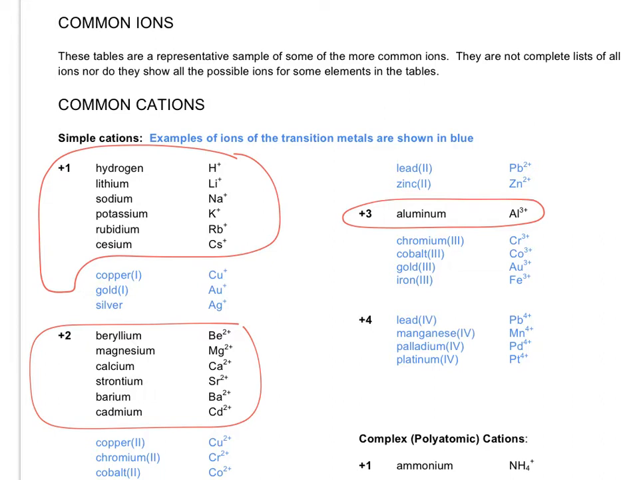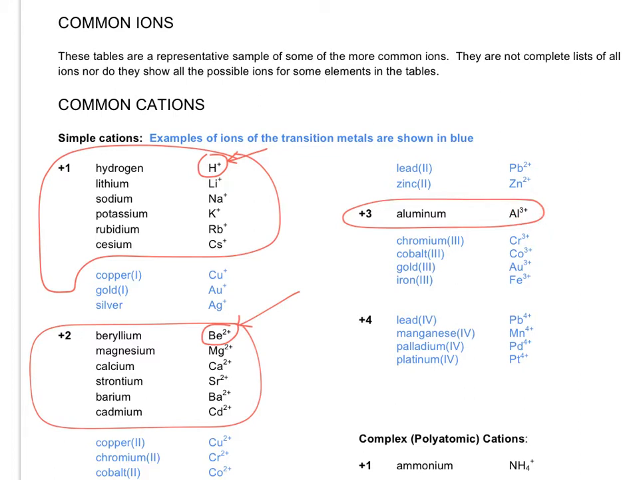So these are ones that we want you to both know what is the charge on this ion. So for example, here we see a 1+. We don't write the 1, we just write a plus, or a 2+. So we want you to know, for example, that hydrogen, its charge is 1+. And beryllium, its charge is 2+. And aluminum, its charge is 3+.